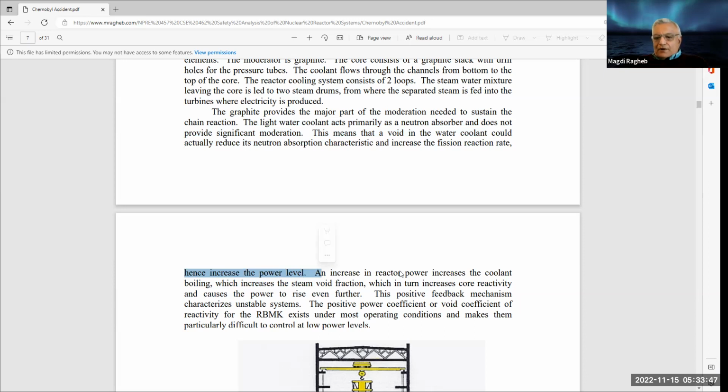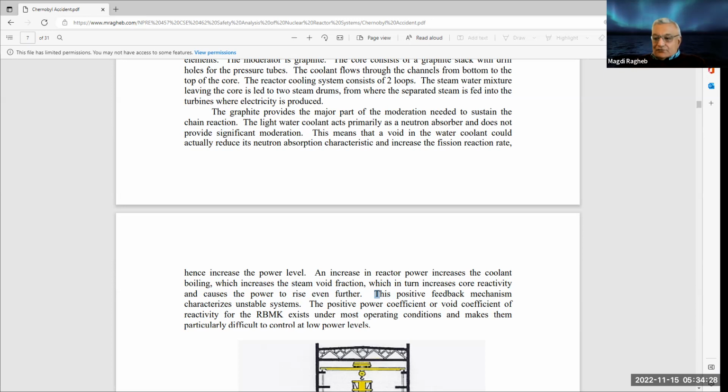An increase in reactor power increases the coolant boiling, which increases the steam void fraction, which in turn increases core reactivity and causes the power to rise even further. This is typical of a positive feedback control system, and positive feedback control systems that do not attenuate or squelch any perturbation are inherently unstable. Don't put any positive feedback system in any kind of engineering design that you make. So this positive feedback mechanism characterizes unstable systems in general.